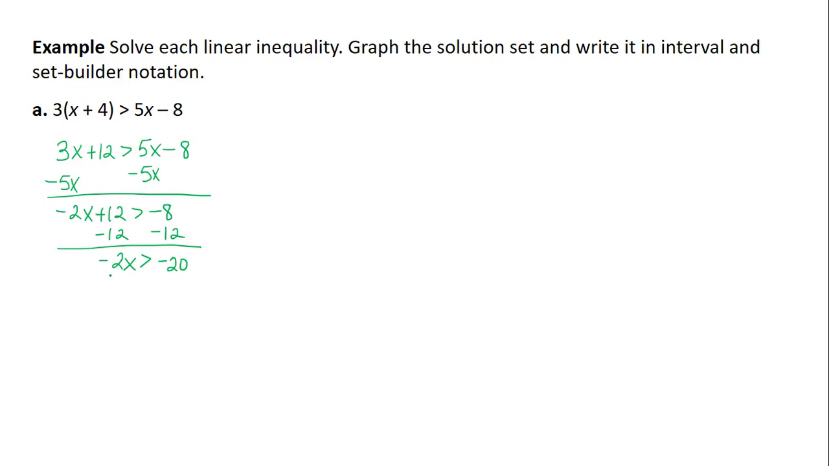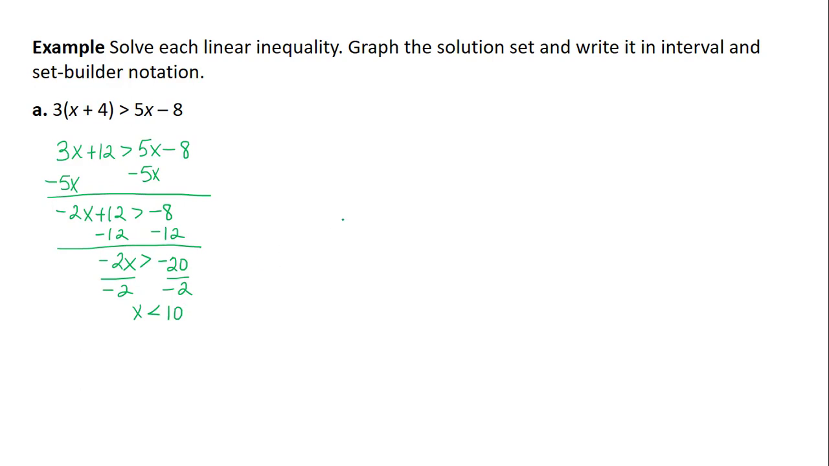To solve for x, we must divide each side by negative 2. This gives us x is less than 10. Remember to reverse the inequality symbol because we divided by a negative number. This means that any number less than 10 is the solution to this inequality.